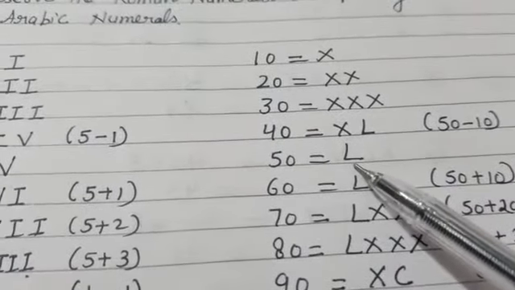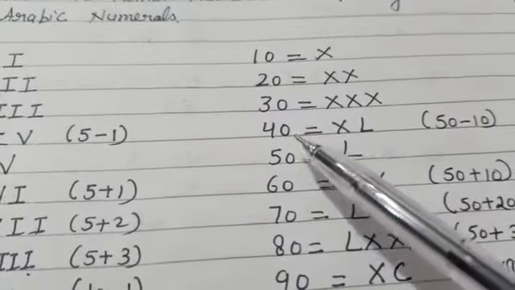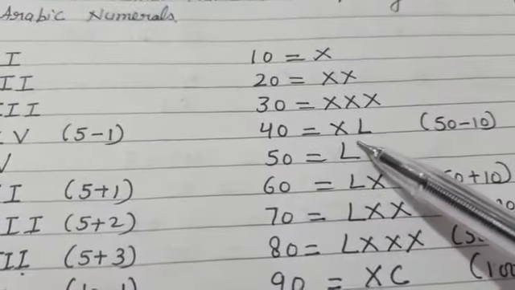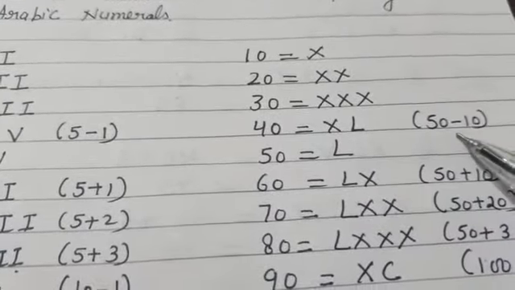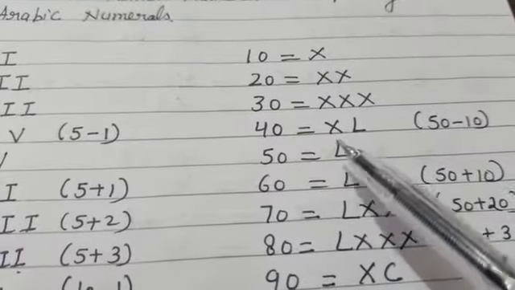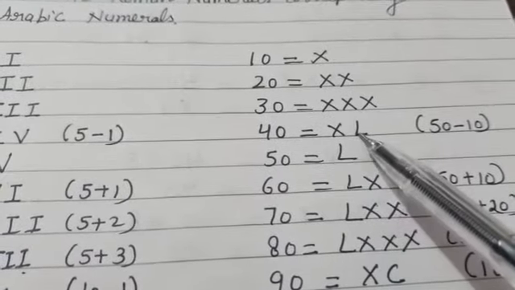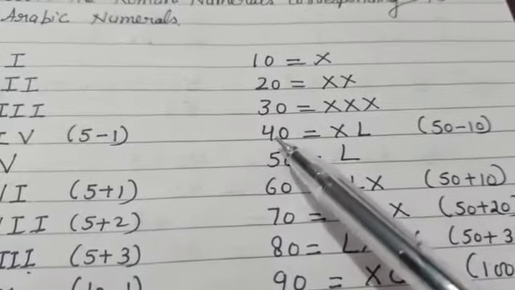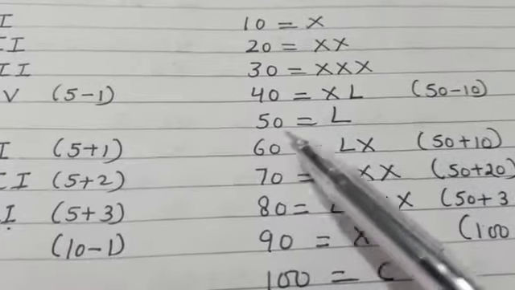As you know, the symbol of 50 is L. So how can we get 40? 50 minus 10. So the symbol of 50 is L. Minus 10 means I have to write the symbol of 10 left to the L according to rule 4. So XL gives 40.